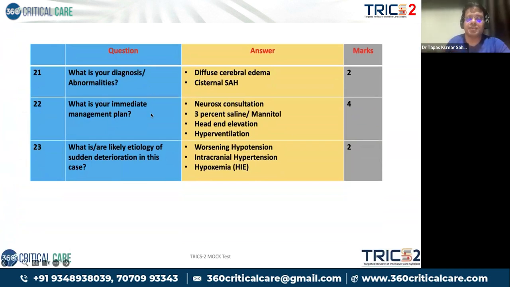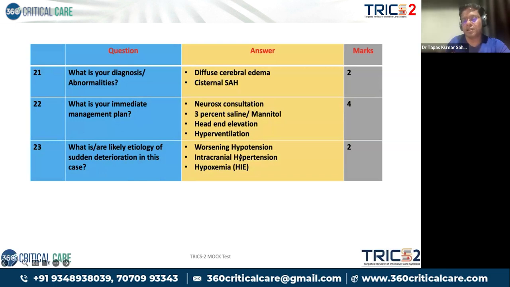So what is your diagnosis? Diffuse cerebral edema, cisternal SAH. And what is your immediate management plan? Neurosurgery consultation, 3% saline, mannitol, head end elevation, hyperventilation. And what are the likely causes or etiology of the sudden deterioration in this case from the CNS perspective?